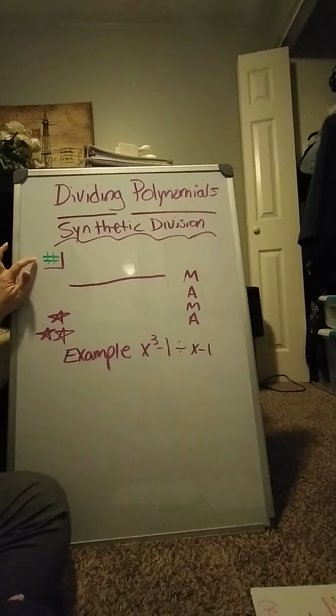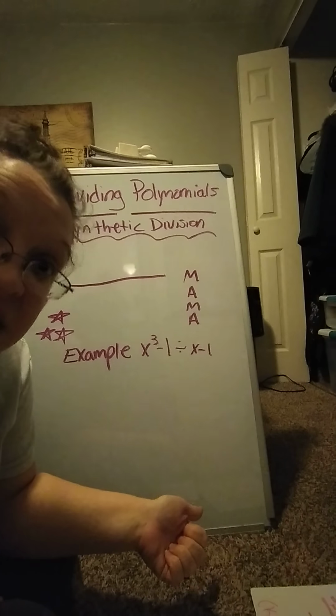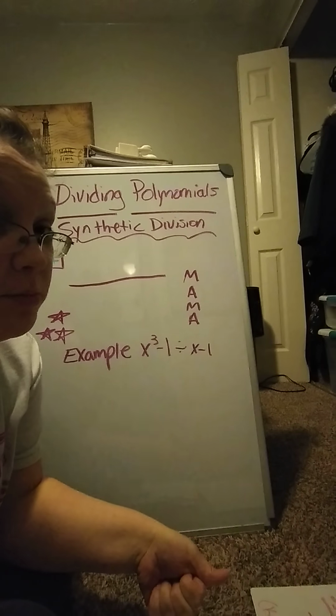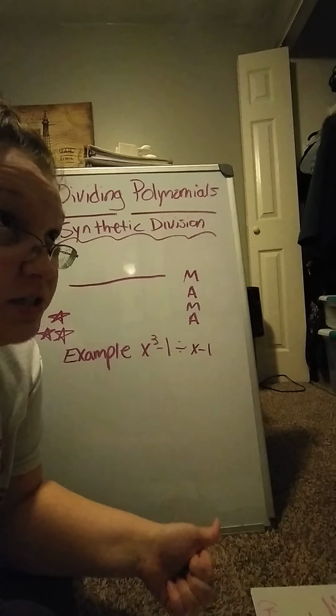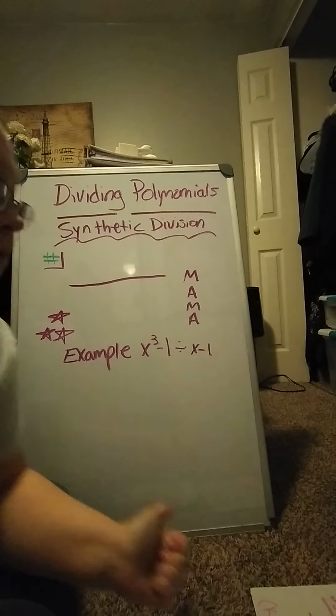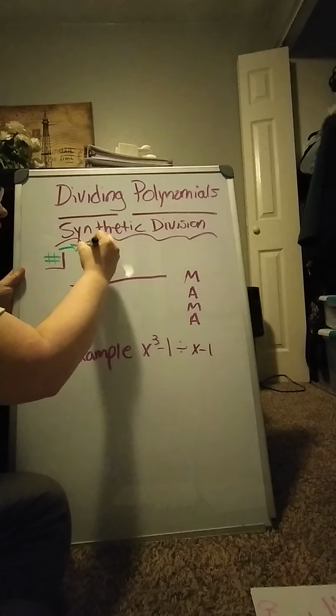This number is going to be whatever root or zero they're asking you to test. If they tell you to divide, you have to be able to figure out what the root is based on what you're dividing by. And I will show you how to do that in our example. So this is your root.